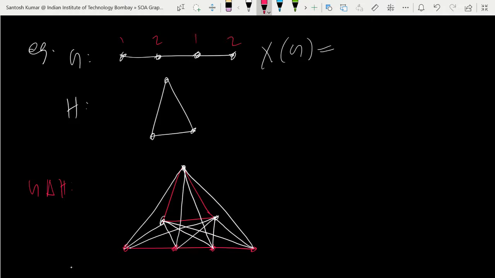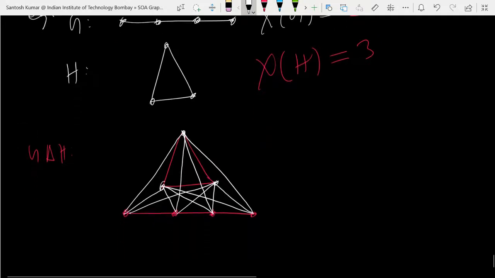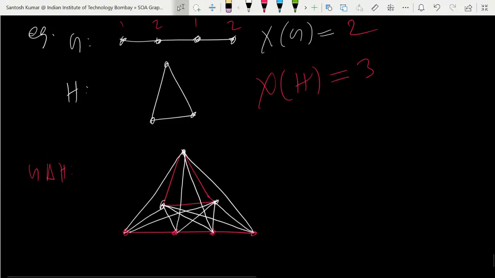1 2 1 2 2. Yes. Chromatic number of H, 3. Now what is the chromatic number of G join H?